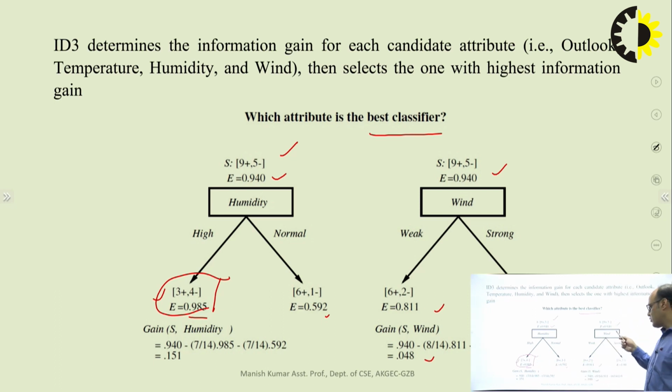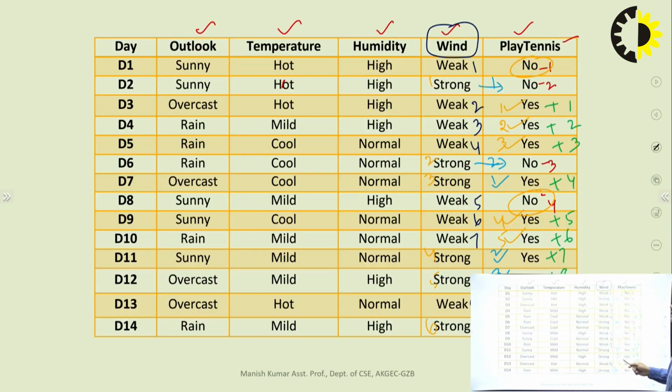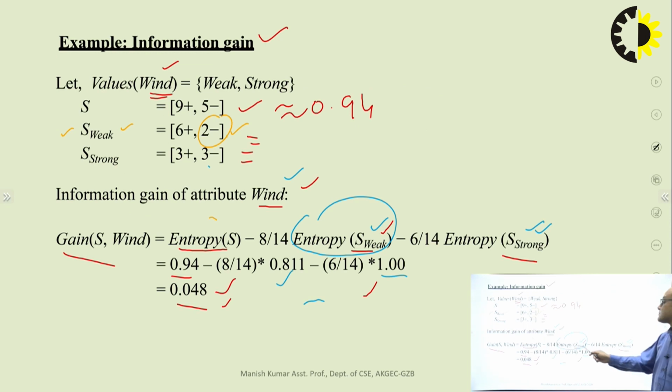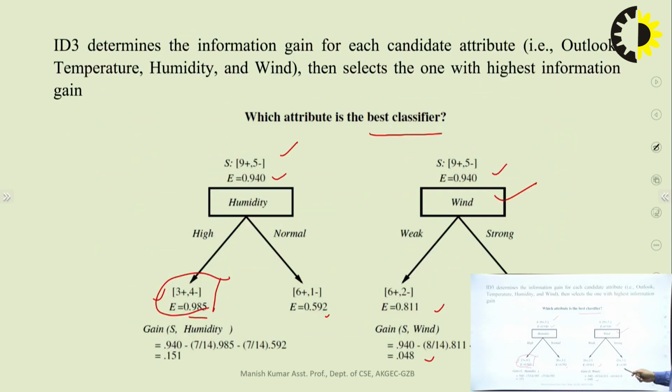Just before, I showed you the calculation for the wind attribute. Wind has two values, weak and strong. We calculated 6 plus 2 minus, and 3 plus 3 minus. So this is 0.811, and the entropy of S strong is 1. Then I will calculate the information gain. After calculating the entropy, the information gain comes out to be 0.048 for wind.